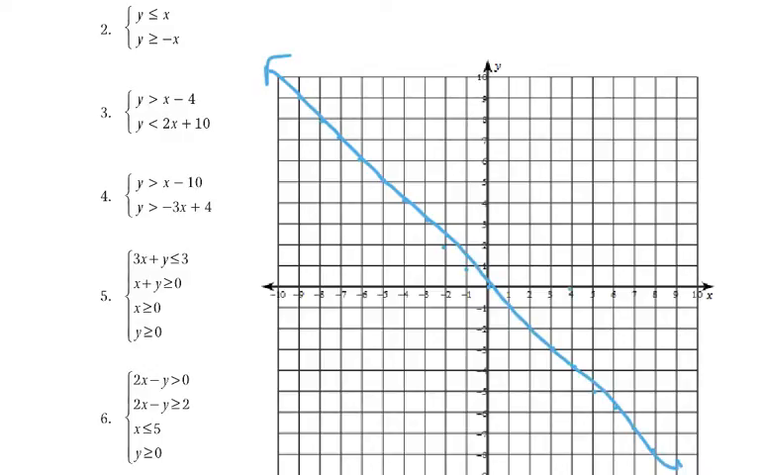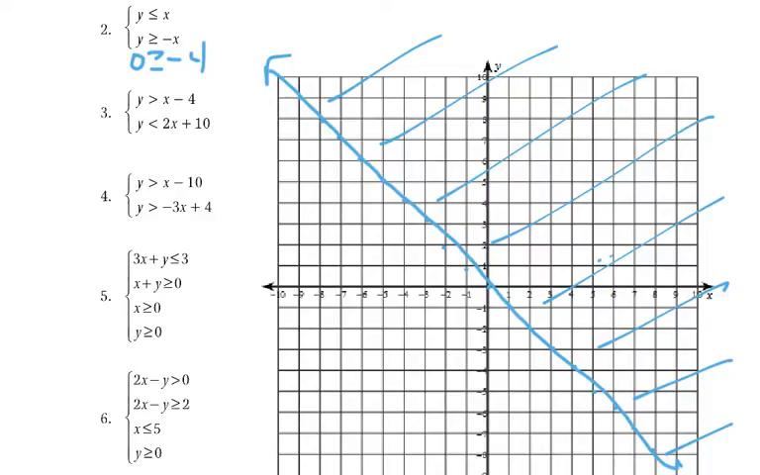And if we check that same point, 4, 0, so 0 for y, is 0 greater than negative 4? Yep. So that's the side we shade again.